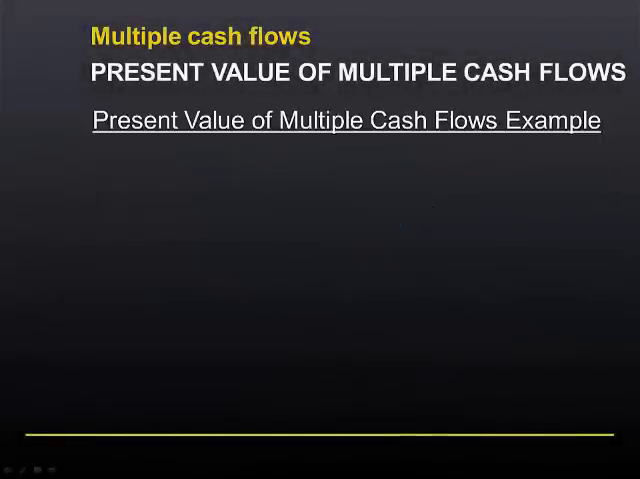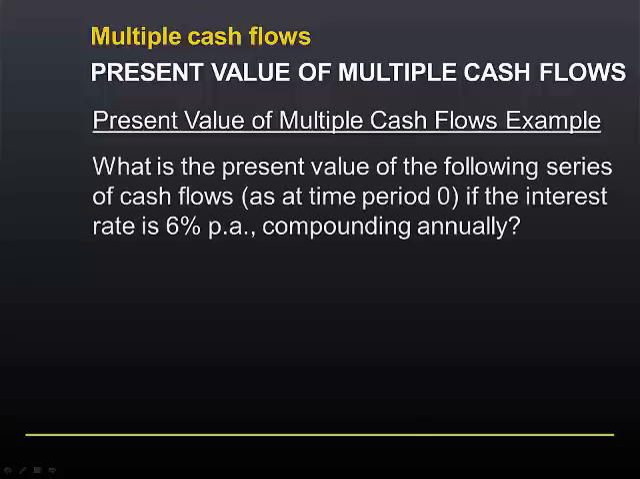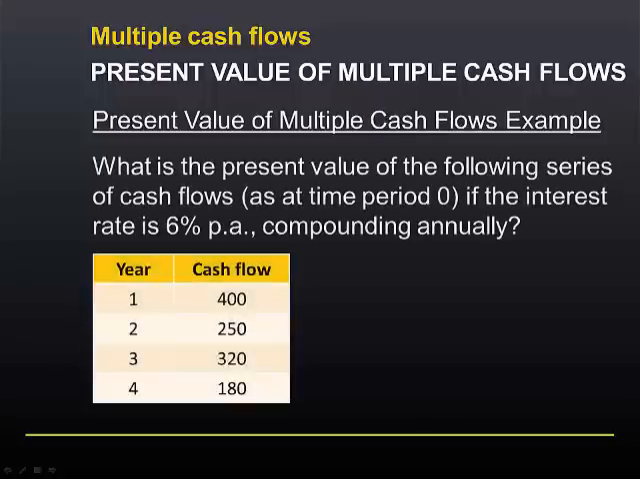So let's do an example of this problem. What is the present value of the following series of cash flows? The same cash flows that we looked at earlier, if the interest rate is 6% per annum compounding annually.